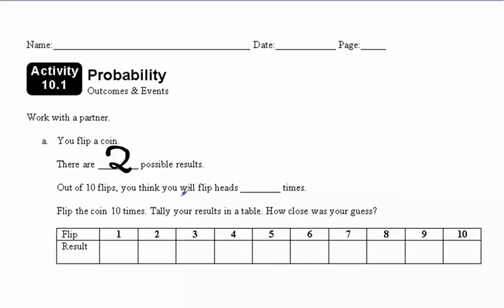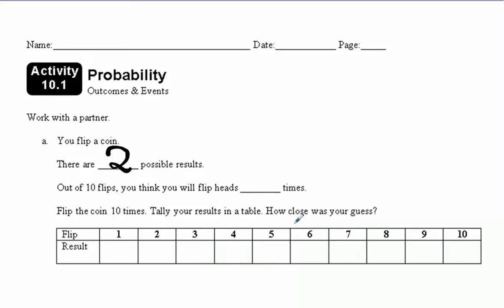Now, before you flip it, I'm going to ask you to make a prediction. Out of 10 flips, you're going to flip the coin 10 times. Out of those 10 times, how many times do you think you will flip heads? Write down an answer here. And it can be different from the person next to you, but out of 10 times, how many times do you think you're going to flip heads?